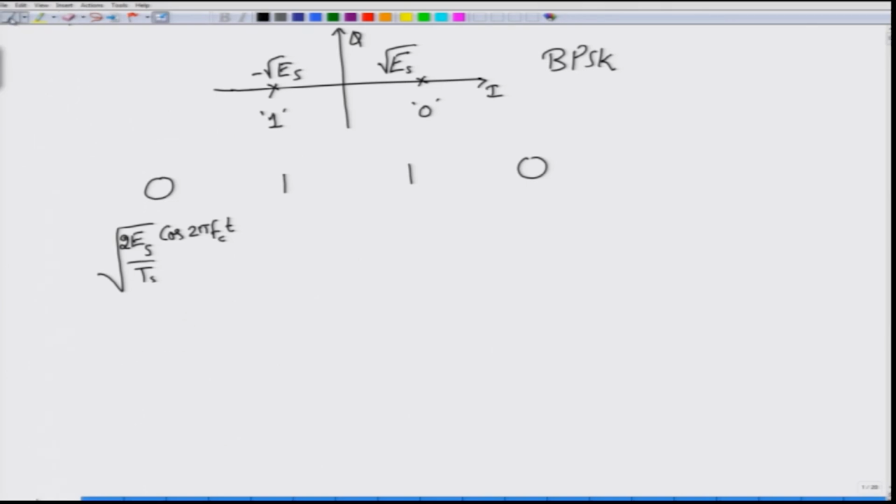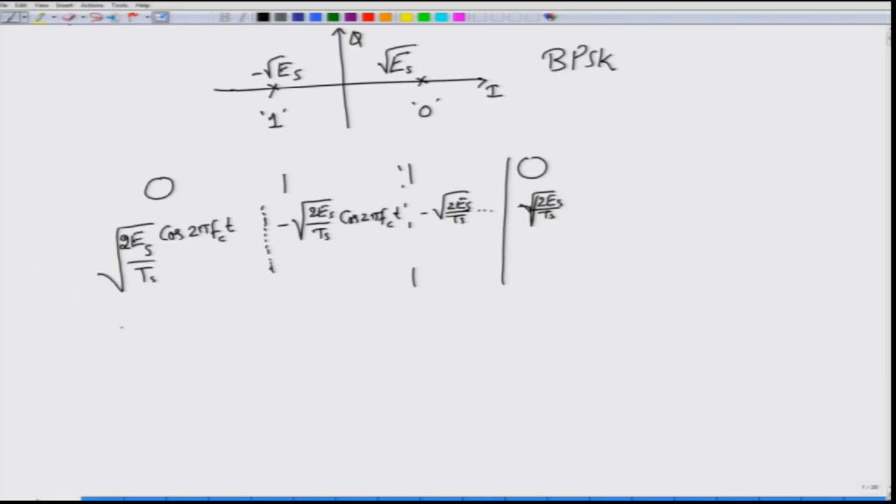So, in order to transmit 1, right after the symbol boundary has ended, in this case the bit boundary is equal to the symbol boundary because this is binary phase shift keying, for the next Ts duration I should transmit minus square root of 2 Es divided by Ts cos 2 pi fc t. Again, when this ends, I should transmit square root of 2 Es by Ts cos 2 pi fc t. Here I should switch or change the phase from 180 degrees to 0 degrees and then transmit.